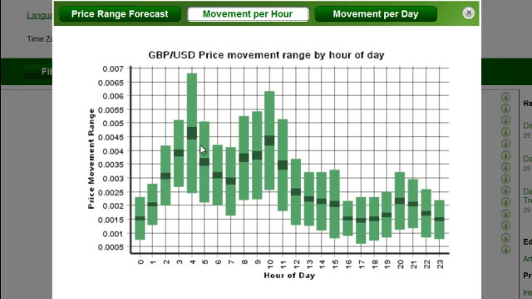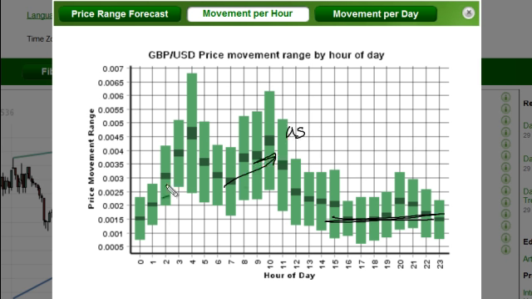Movement per hour. Very different, right? Pretty interesting. Again, this is Eastern Standard Time. 0 is midnight, 2300 is 11 p.m. New York time. So look at the pickup. Asia is still very quiet. You see that? We still have a lot of very quiet price action through Asia. No doubt. Very quiet. We do get that pickup I talked about with the US, right?